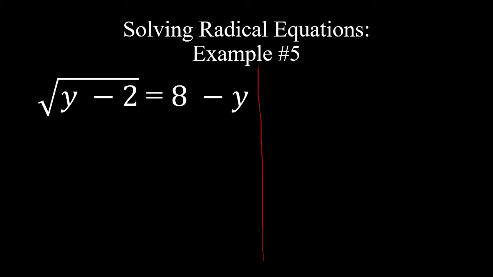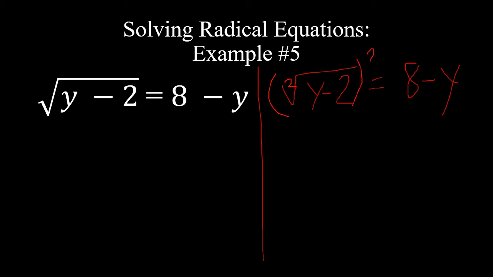So we have the square root of y minus 2 equals 8 minus y. Like I said, our radical is already on one side, everything else is already on the other, so let's raise to the index power. This is a square root, so we have that invisible index of 2, which means we're squaring both sides. On the left side, the exponent and the radical cancel out, so we're left with y minus 2.